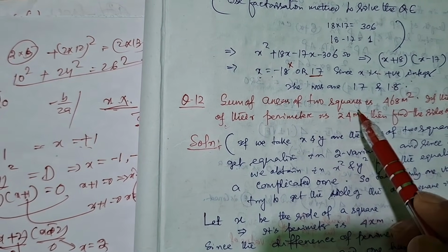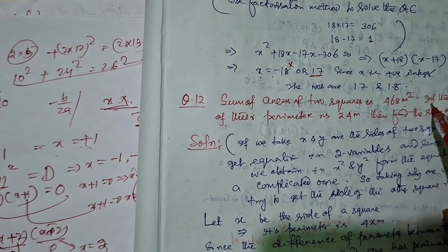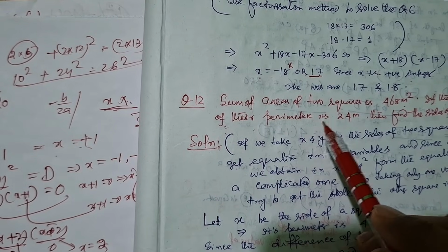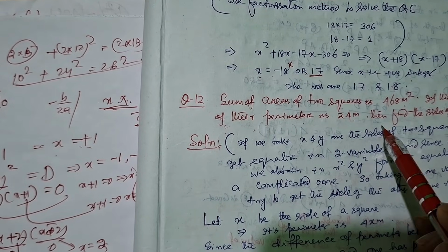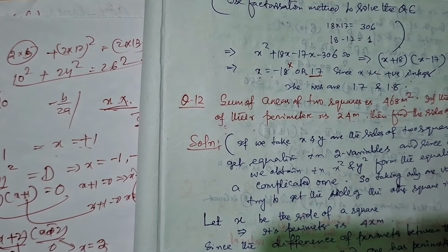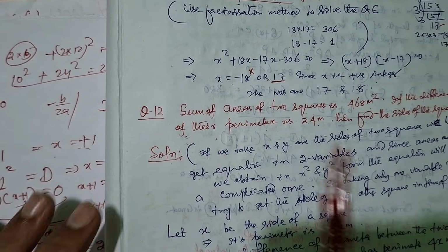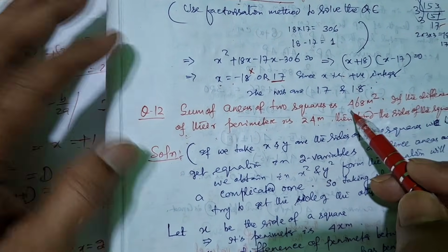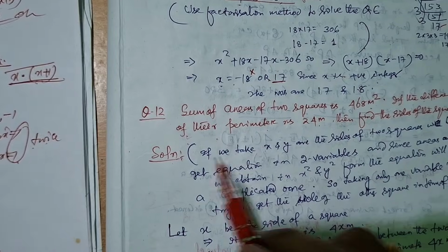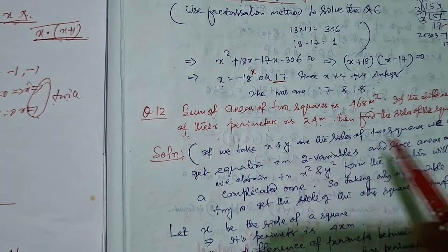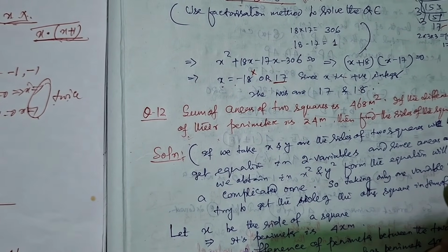Sum of areas of two squares is this. If the difference of their perimeters is 24 meters, then find the sides of the squares. It is given that the sum of areas of two squares is this, and the difference of their perimeters is 24 meters.